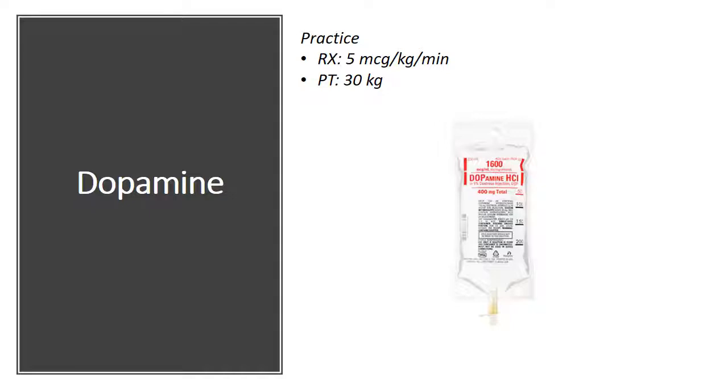So let's do some practice on calculating that dopamine drip for this ped. So let's say you've contacted the physician, you've tried fluid boluses, that's not working, and you've been ordered to give a dose of 5 micrograms per kilo per minute to a patient that weighs 30 kilos. So go ahead, pause video, take a minute, do your calculations.